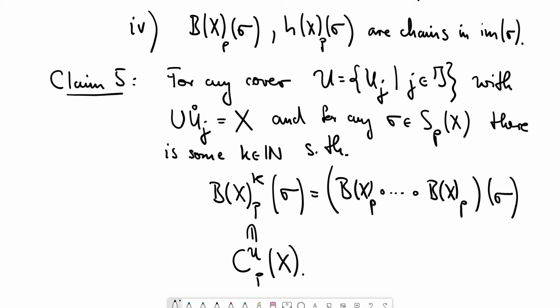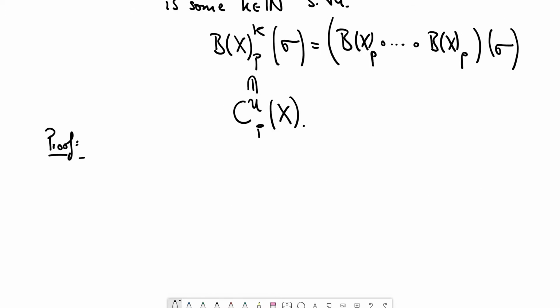So all the singular simplices are U small in a linear combination, so this is an element in C_p^U. So for any sigma, there is a k, but there might be different k's depending on which sigma we have, such that this is true. So this is an application of what we already discussed and the Lebesgue lemma.